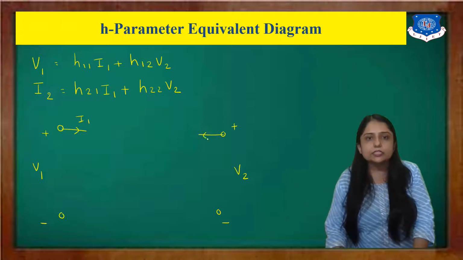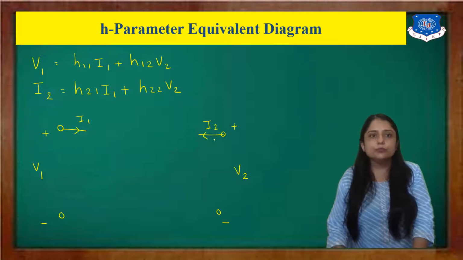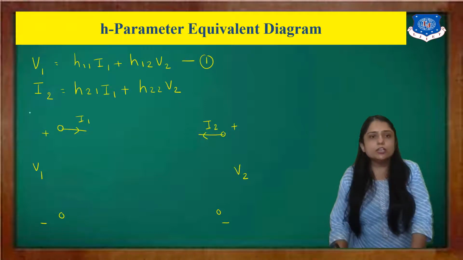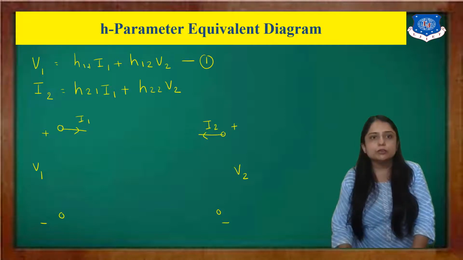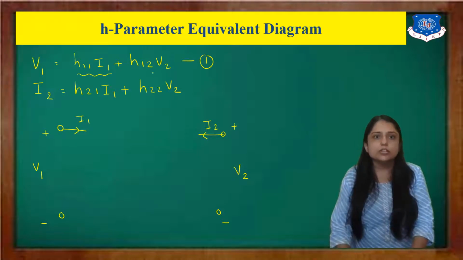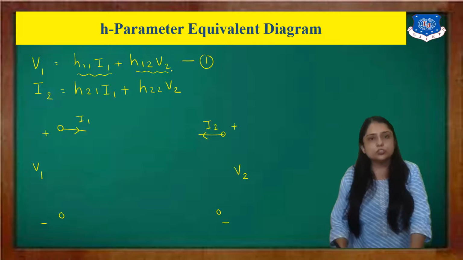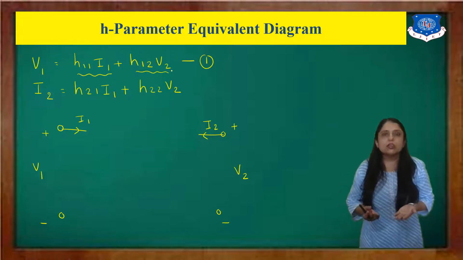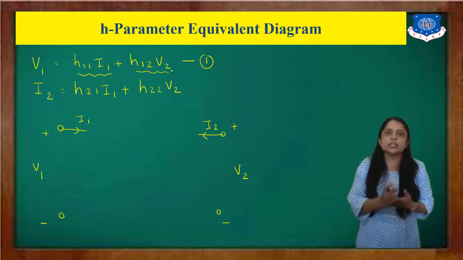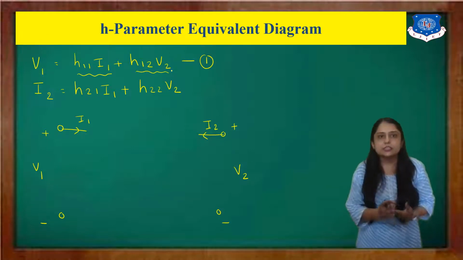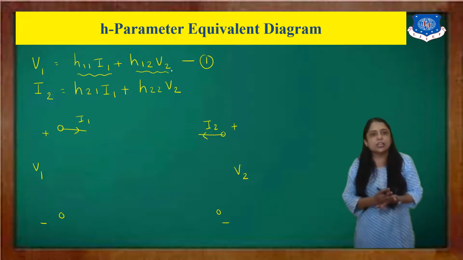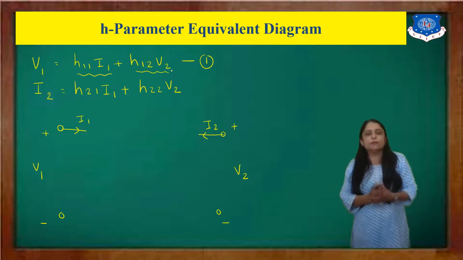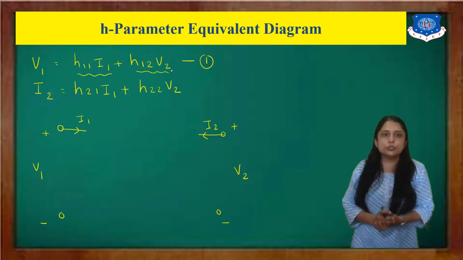And the current, that is what? It's I2. Now, you just see this equation 1. In equation 1, see the voltage equal to something. That means this term is also voltage and this term is also voltage. And when we add these two voltages, when the two terms are connected in series, then we can add H11 into I1 plus H12 into V2.